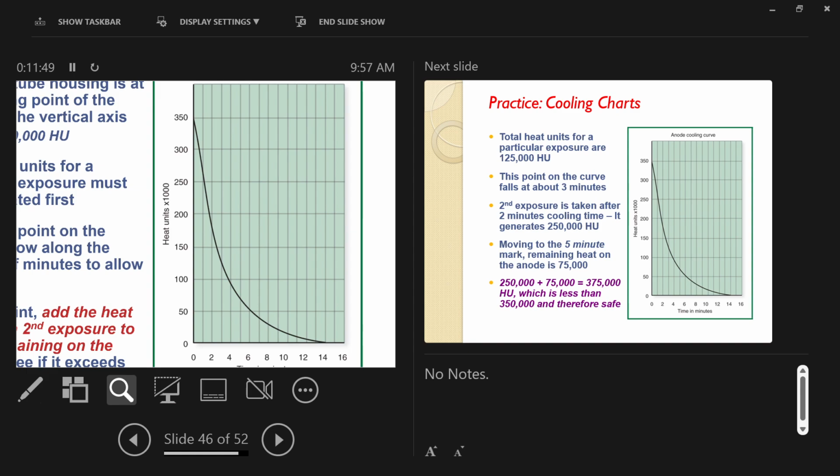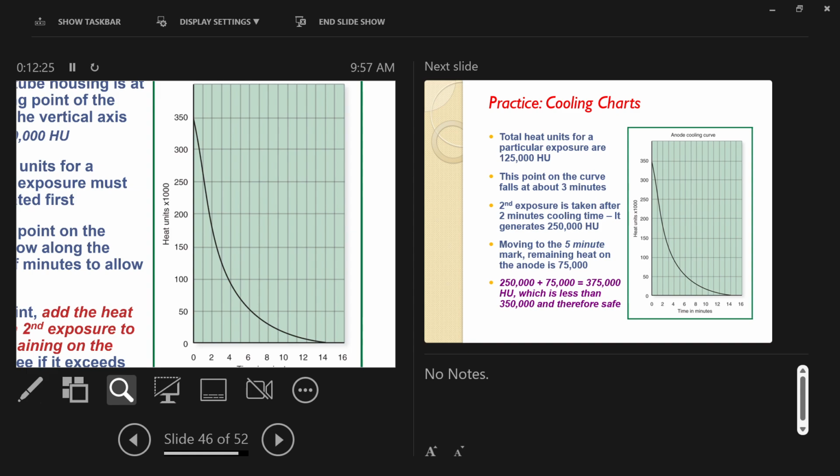So we follow this line over and down until we run into the number 10 line. So 2, 4, 6, 8, 10 here. 10 minutes runs into this plotted line somewhere between 0 and 50. It's not a very accurate graph, right? So we know at 10 minutes, this plotted line is below 50,000 heat units. So wait 10 minutes and you are less than 50,000 heat units in your machine still. Okay, your machine has cooled down a lot.